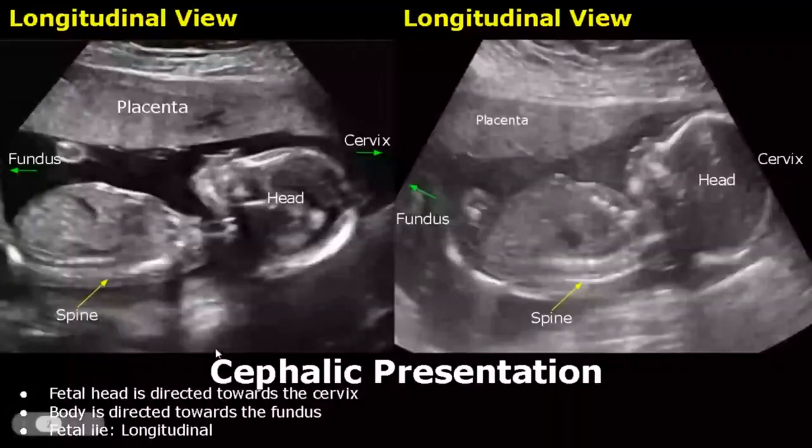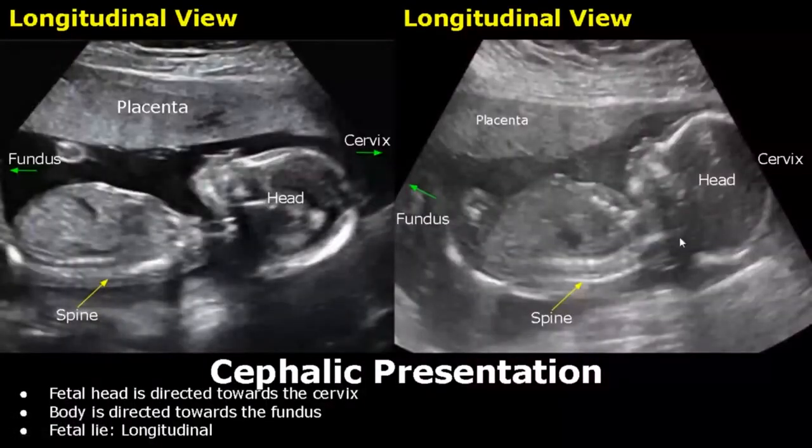This video is about fetal presentations on ultrasound. Fetal presentation can be seen in a longitudinal view. The cephalic presentation is the most common and an ideal presentation for normal delivery. The fetal head is directed towards the cervix. It will be seen on the right side of the image. The fetal body will be directed towards the fundus, that is the upper part of the uterus. The body is seen on the left side of the image in a longitudinal view.